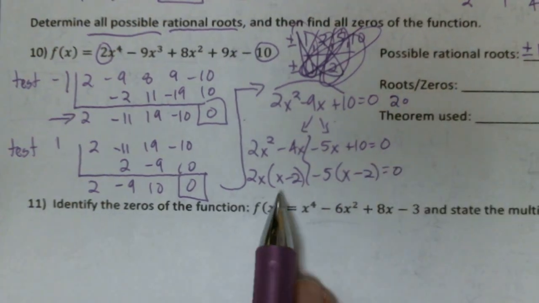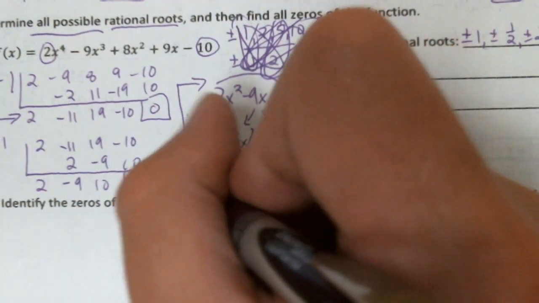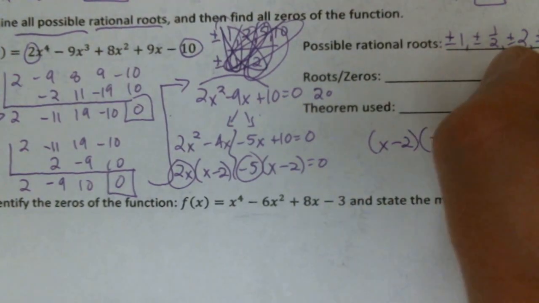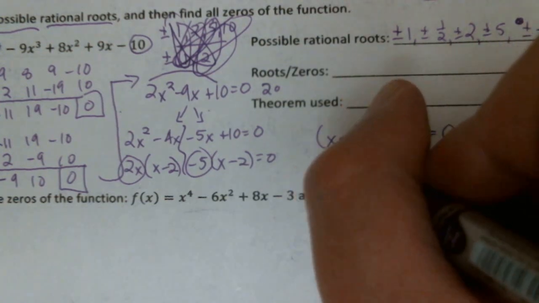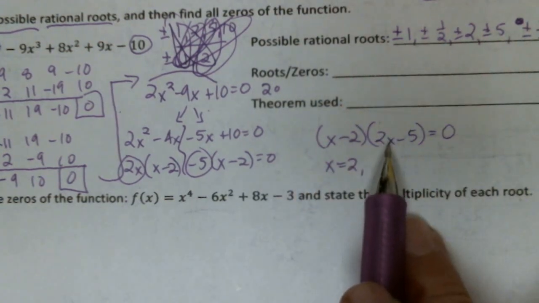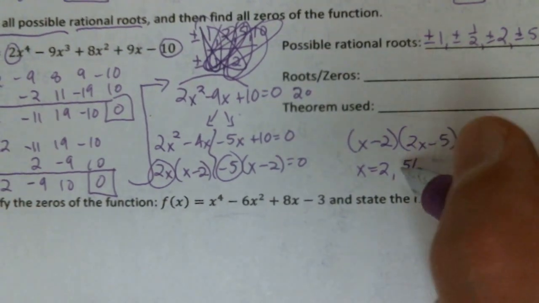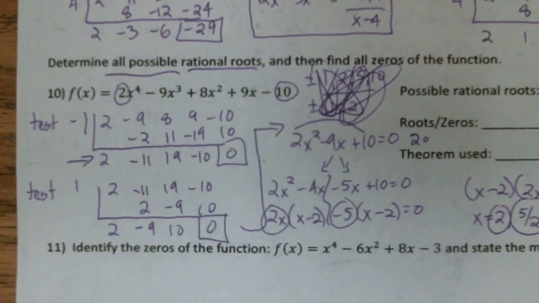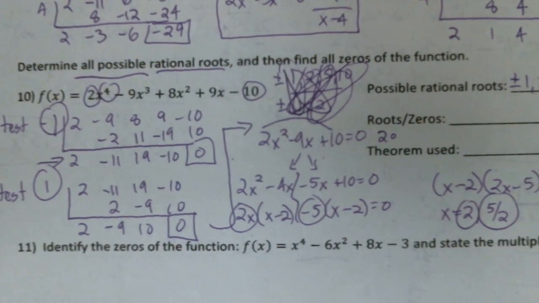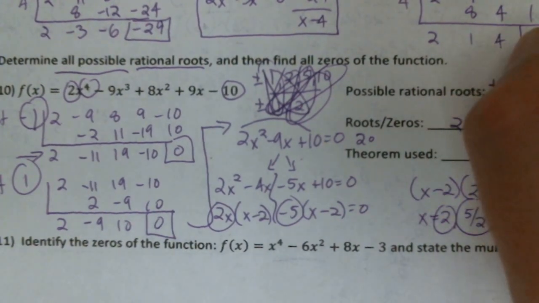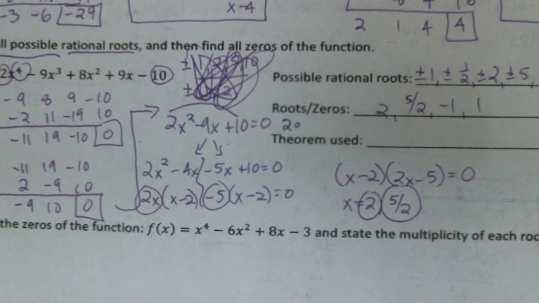Okay, that's good news. So one of my factors is the x minus 2. My other factor is the leftover stuff, 2x minus 5, equals 0. Let's flip that sign. If I move the 5 to the other side and divide by 2, that will give me 5 halves. All right, so what are my zeros? I've got a 2, I've got a 5 halves, I've got a negative 1, and a 1. Those are my 4 zeros. So we've got 2, 5 halves, negative 1, and positive 1.